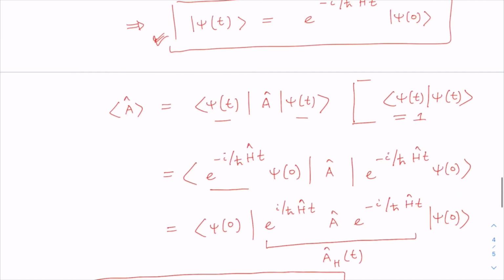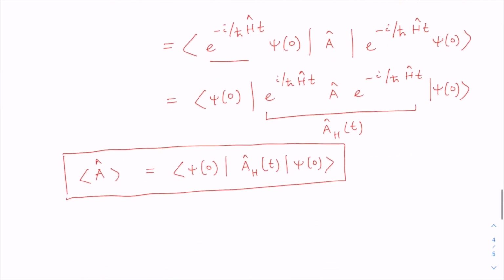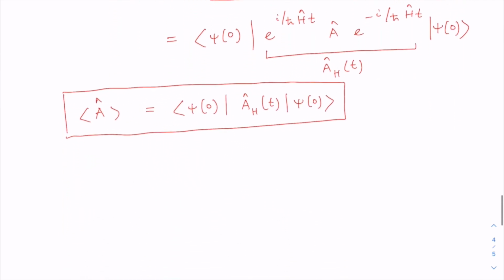This way of representation, where the wave function is dependent on time and the operator is time independent, is known as the Schrödinger picture, and it actually depends on which particular situation you are facing or the problem at your disposal. Depending on that, you can either use the Schrödinger picture or the Heisenberg picture.